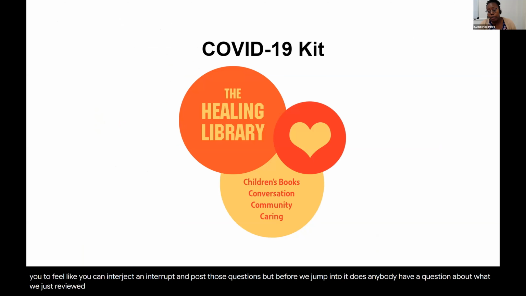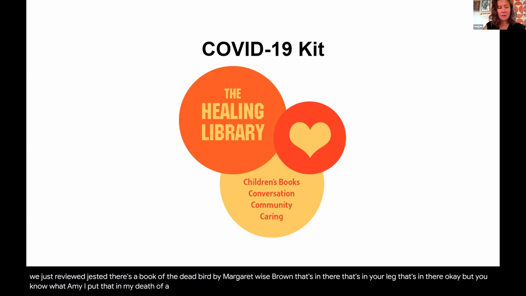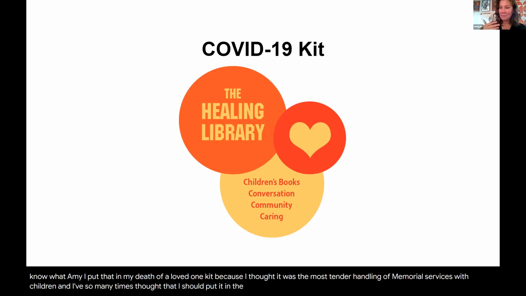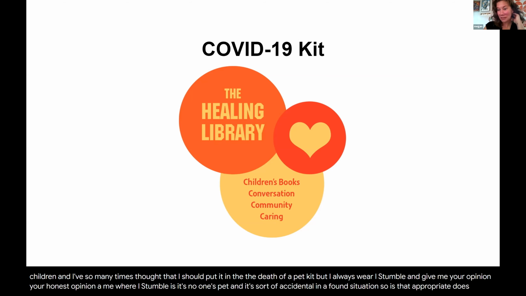I'm going to say that Amy, before anyone hits questions, suggested there's a book, The Dead Bird by Margaret Wise Brown. Not sure if that's in there? Okay, awesome. But you know what, Amy, I put that in my Death of a Loved One kit because I thought it was the most tender handling of memorial services with children. And I've so many times thought that I should put it in the Death of a Pet kit, but where I stumble, and give me your honest opinion, Amy, is it's no one's pet and it's sort of accidental in a found situation. So is that appropriate? Does anybody have any thoughts on that?